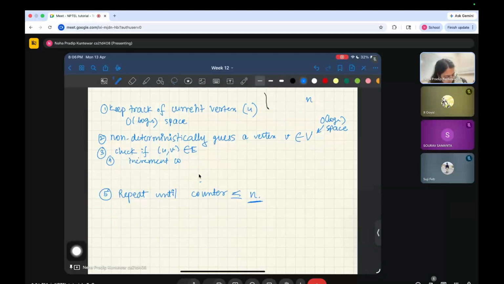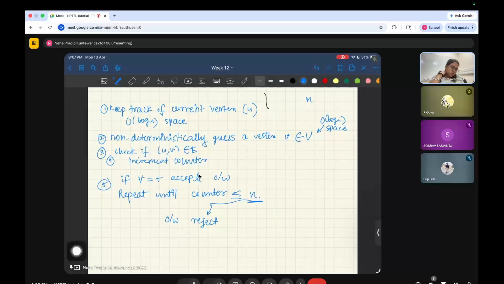Increment the counter. If v is equal to t, then accept, otherwise you're going to repeat. So at any point of time if you do indeed see a t, that means there is an s to t path. Otherwise you are just going to repeat until you have seen all the vertices. If you have seen all the vertices, then you are going to reject.